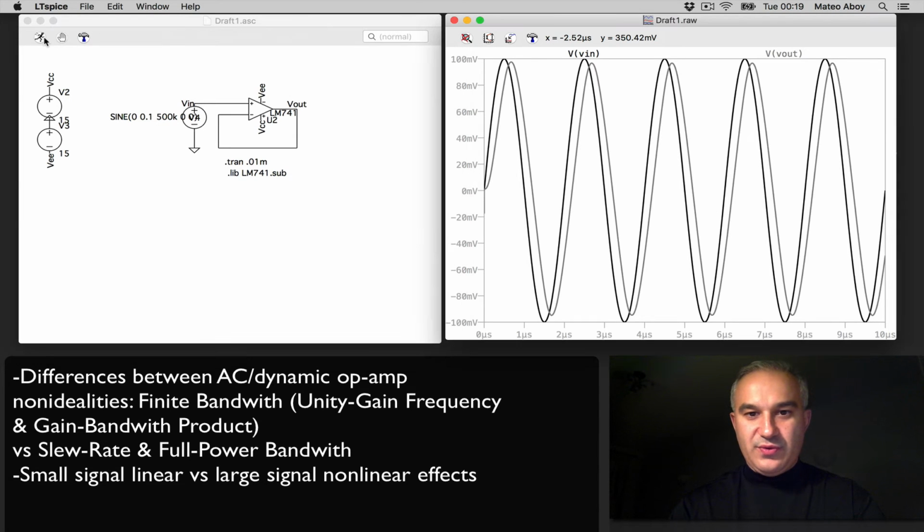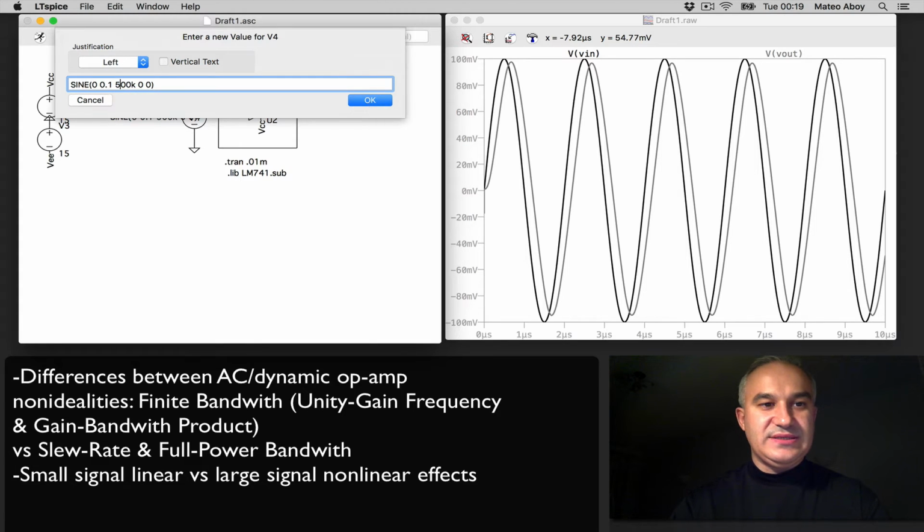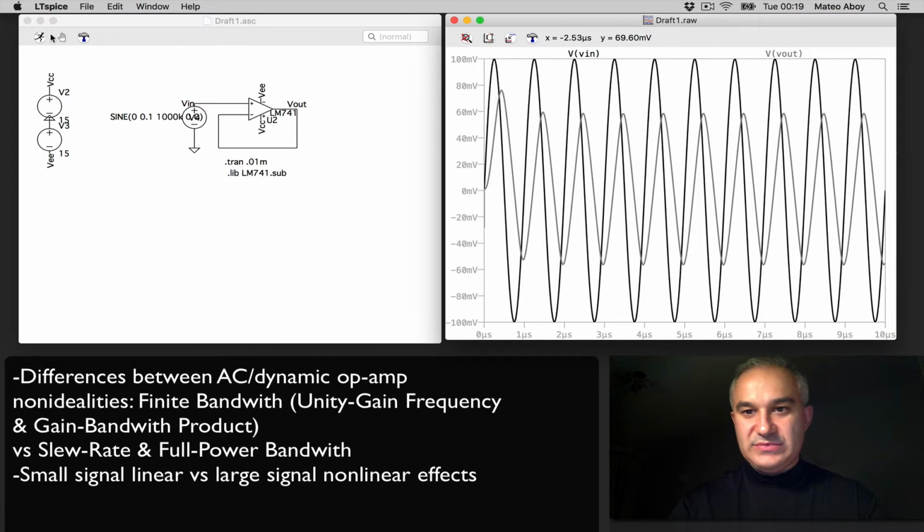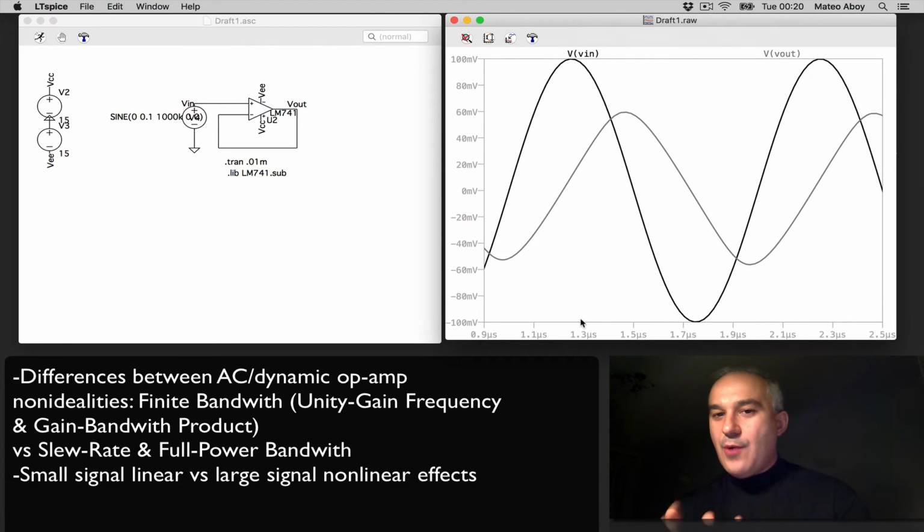Let me actually do this very low so that we eliminate the slew rate. You see, no slew rate, and we see an attenuation there, but the input and the output are sinusoids. That's due to the limited bandwidth. Let me increase this. Same thing. In this case, now we have an attenuation. Input sinusoid, output sinusoid, phase shifted.